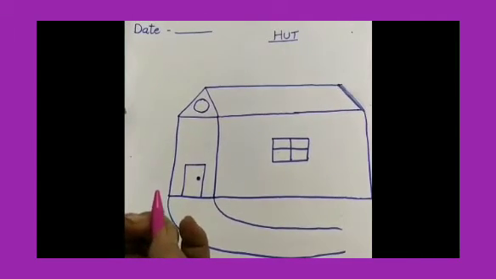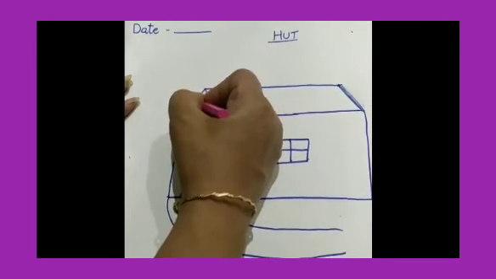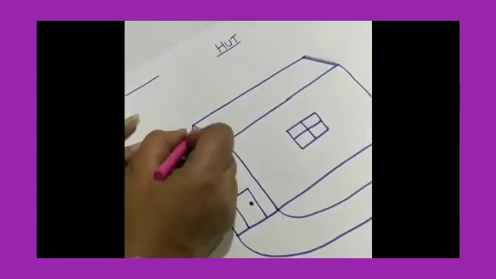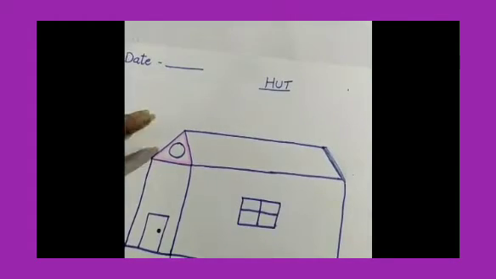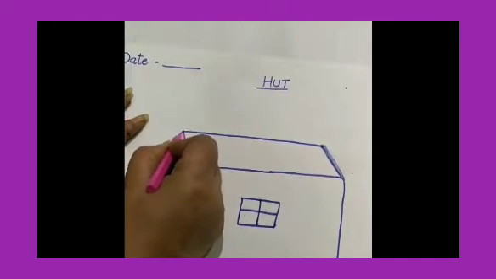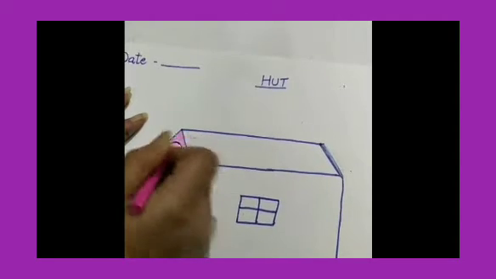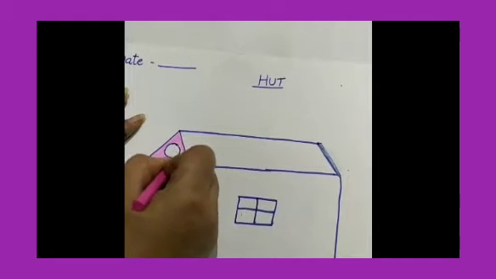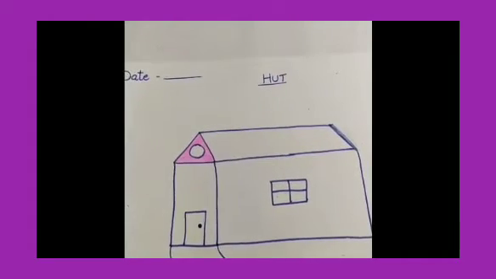Now let's start coloring. So firstly do the outlining of every different part like this. Now I have done the outlining of the triangle. Now fill it with slipping lines completely and leave the circle inside without coloring it. Now coloring of the triangle is done.